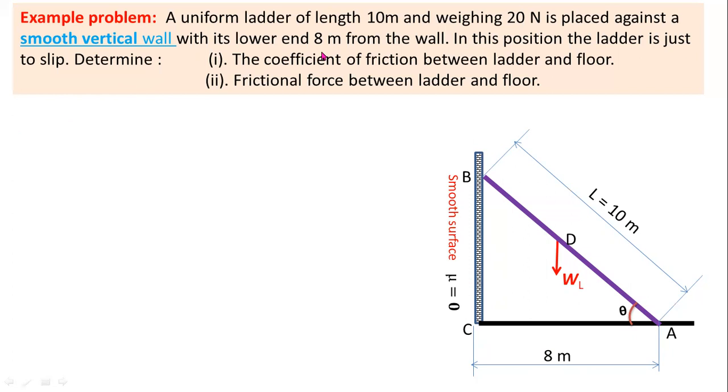Here you have to observe a uniform ladder of length 10 meters and weighing 20 newtons is placed against a smooth vertical wall. That means this wall is a smooth surface, so you have to consider zero friction. For smooth surfaces, you have to consider coefficient of friction equal to 0 and friction force also 0. Here, this horizontal floor is a rough surface, so you have to consider coefficient of friction for this floor.